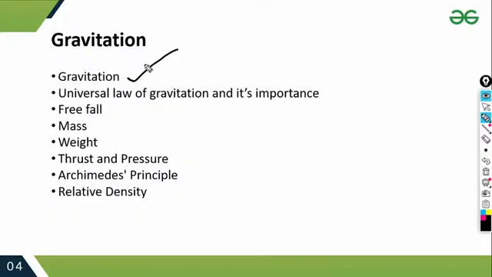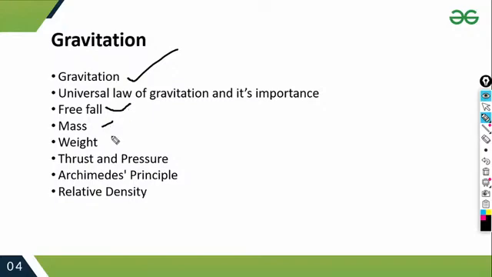So we are going to see gravitation, what the universal law of gravitation is, its importance, and how we came up with this law. And then we are going to see free fall: the free fall of a body, the different aspects and activities in free fall, and the numerical problems in the free fall section.